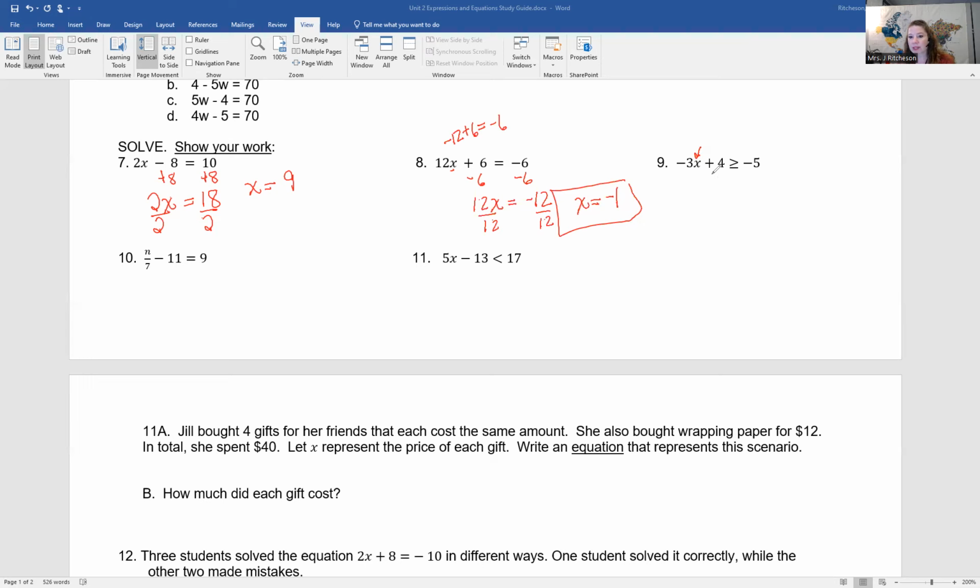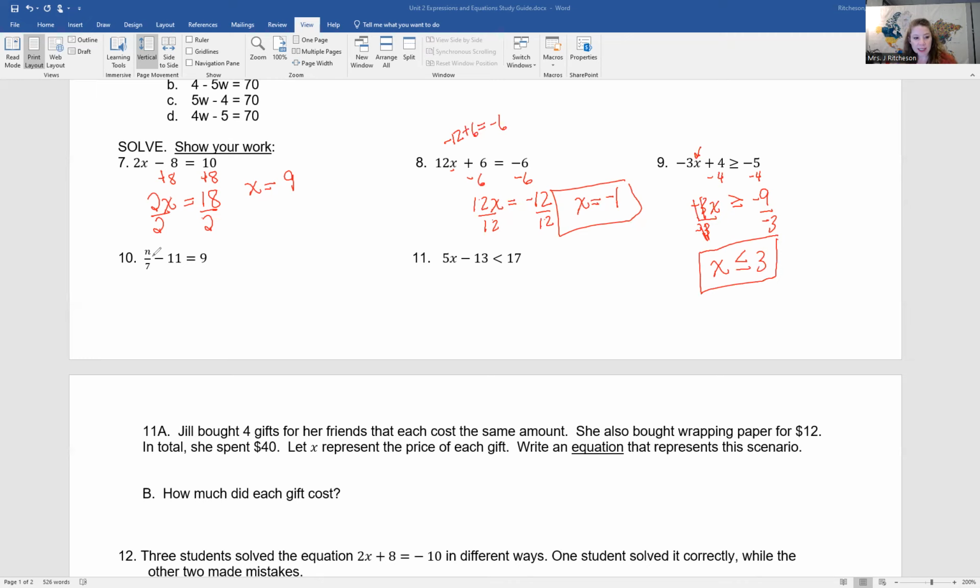Number 9, we want x by itself. So we're going to get rid of plus 4 by subtracting 4 from both sides of the inequality. So we bring down negative 3x is greater than or equal to negative 9. And then we got to get rid of times negative 3. The opposite of multiplying by negative 3, we're going to divide both sides by negative 3. Those are gone. We just divided by a negative, which means we flip our inequality sign. And a negative divided by a negative is a positive. So our final answer is x is less than or equal to 3.